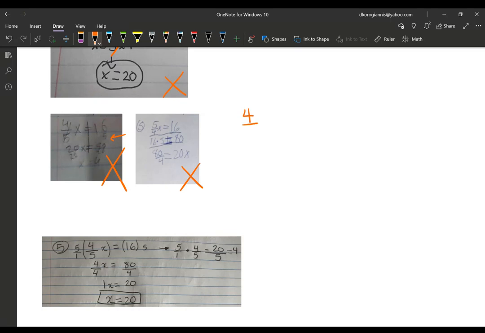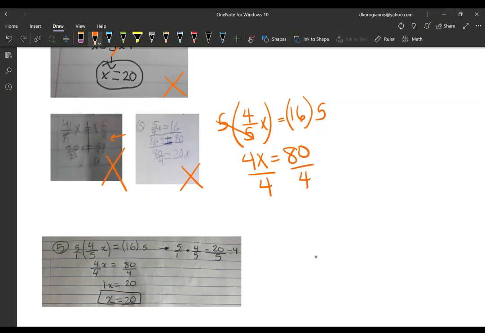What I should have seen is 4/5 x is equal to 16, and then this multiplied by 5 like this. That's what the student would have wanted to do, which then would have led us to these crossing out, which would have given us 4x is equal to 80. Then divide both sides by 4, so x is equal to 20.